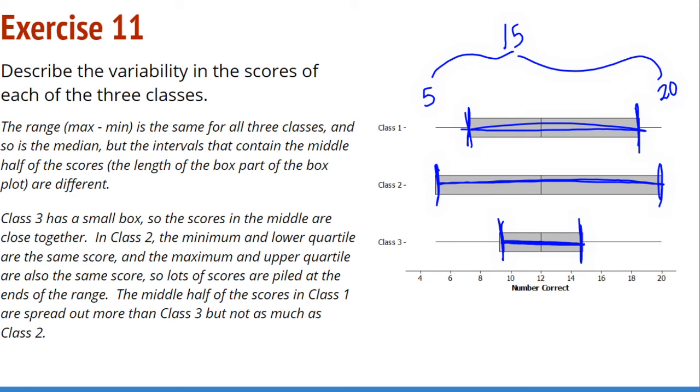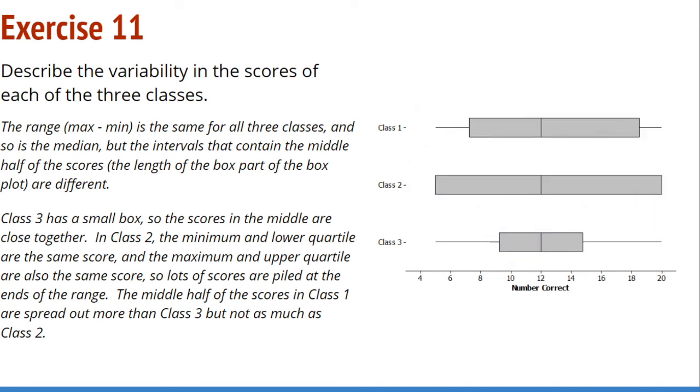In Class 2, the minimum and lower quartile are the same score. We already talked about this. And the maximum and the upper quartile are also the same score. So lots of scores are piled at the ends of each range. Lots of their scores are going to be out here, where on Class 3, they're very close together in the middle. The middle half of scores in Class 1 are spread out more than Class 3. So they're more spread out than Class 3, but not as much as Class 2. Interesting. And of course, as a teacher, I'd be curious to know what happened.